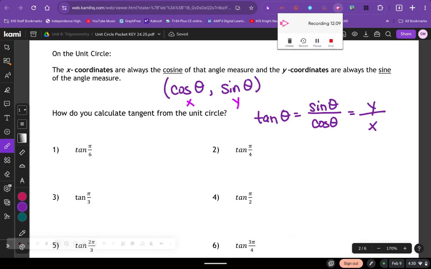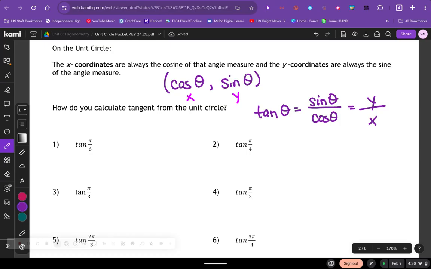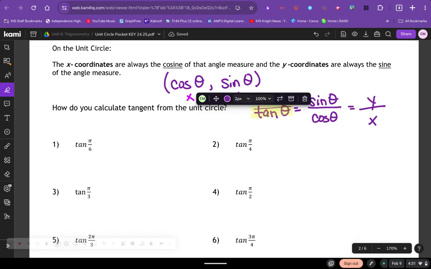Okay, finding tangent using angles on the unit circle. We've already established that every coordinate around the unit circle has the cosine of that angle value as its x-coordinate, and the sine of that angle value is its y-coordinate. We use a combination of those two to get the tangent. The way we find tangent is we divide the sine by the cosine. To find the tangent, we have to take the sine value and divide it by its cosine, or in other words, the y-coordinate divided by the x-coordinate. Both of these are true.